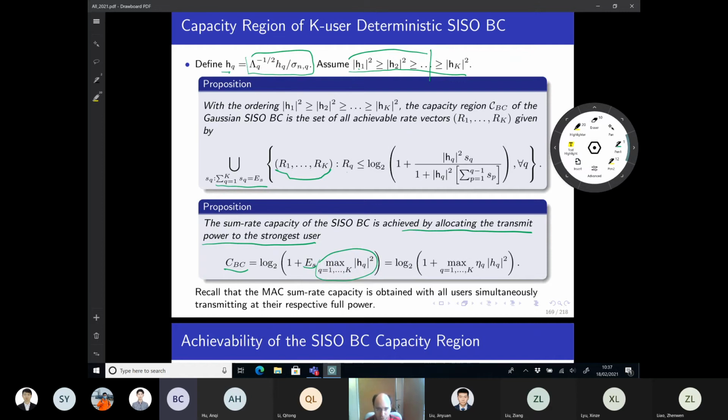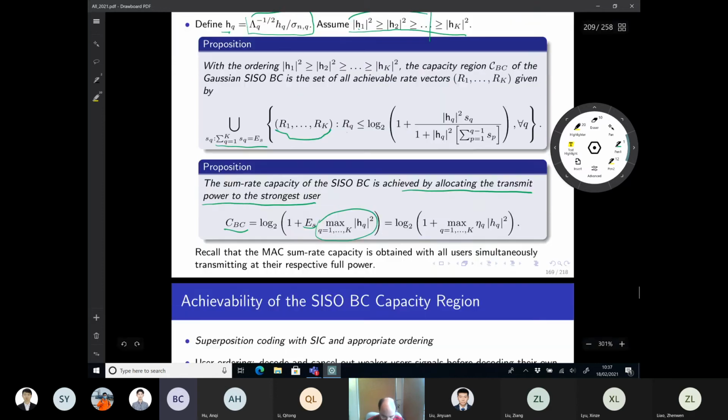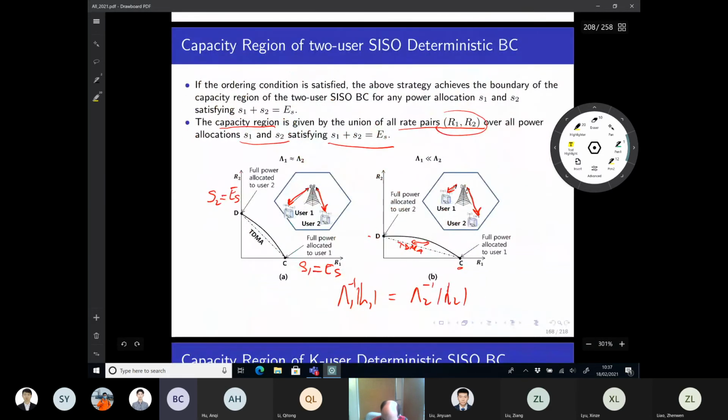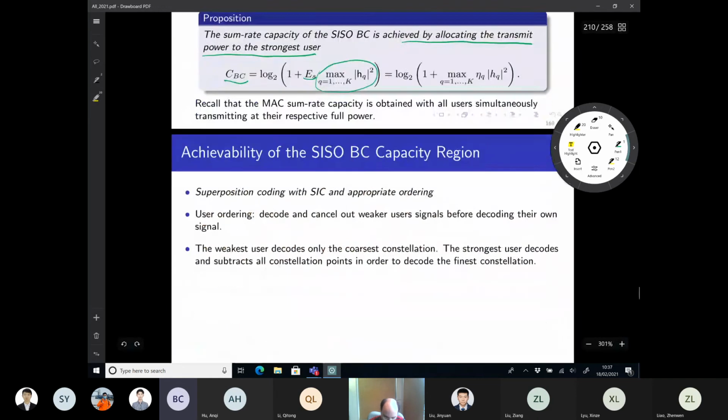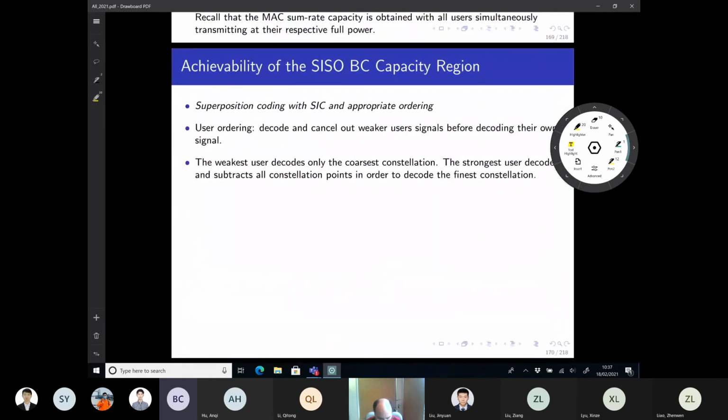If you want to transmit at other points on this region, then you would actually split the power and transmit to multiple users at the same time. So in other words, your sum rate capacity, for instance in this scenario here, where the channel of user 1 is stronger than user 2, is obtained at this point here. That's your sum rate capacity point.